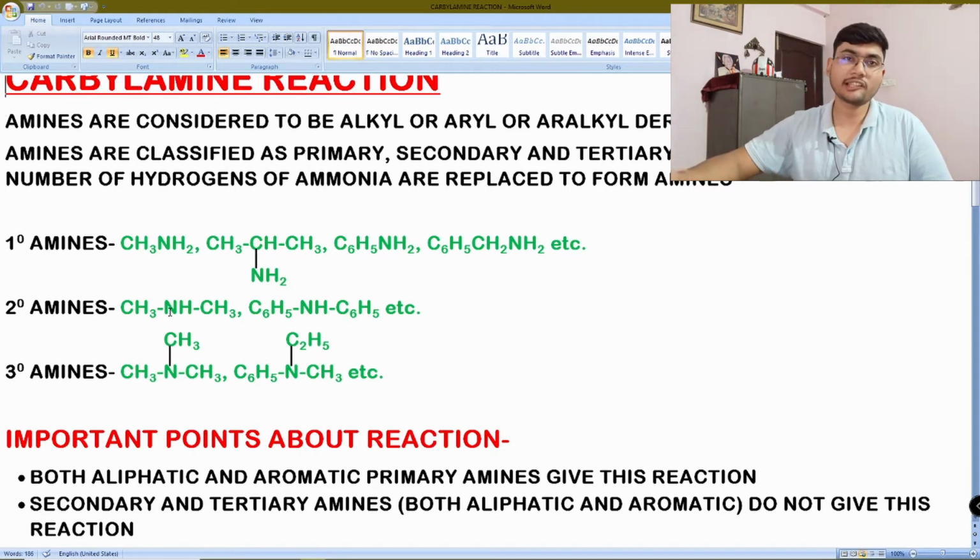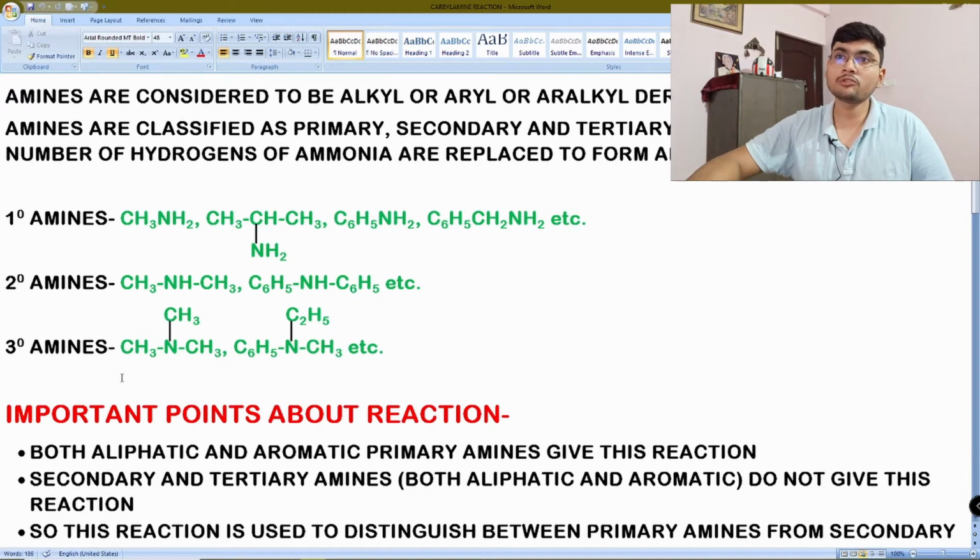Now let us see the secondary amines. In the secondary amines, you see this is NH, see my cursor. In ammonia it is NH3, here it is NH only. This means that 2 hydrogens have been replaced by a methyl group, or by any alkyl or aryl group it can be. So it is a secondary amine. Same case here also: 2 hydrogens have been replaced by 2 phenyl groups.